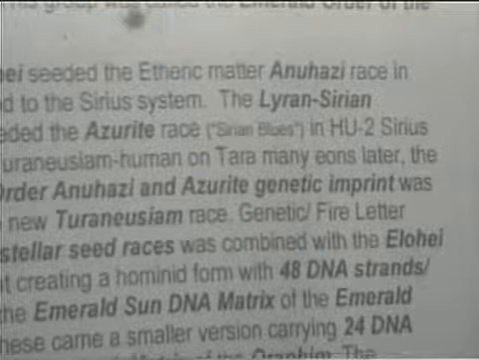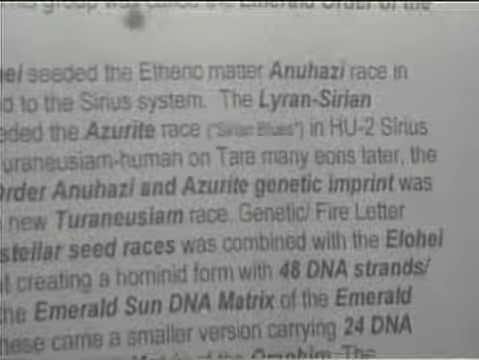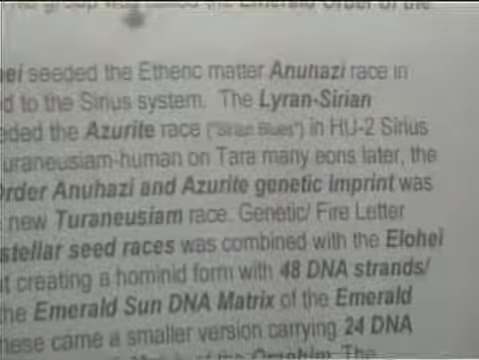Now the Emerald Order Elohai seeded in harmonic 3 etheric matter a race called the Anahazi. Not Anunnaki. Anahazi, okay? The Anahazi races, also known as Syrian whites, because that's what they look like if you see them. They look like white beings with the big slanted eyes and that kind of thing. They're an etheric race, etheric matter density, which looks kind of ghost-like to us if we see them.